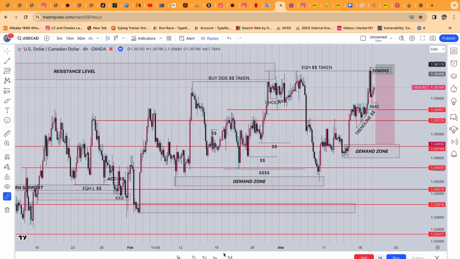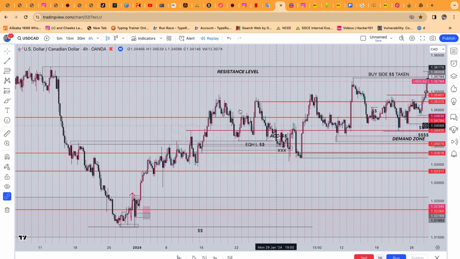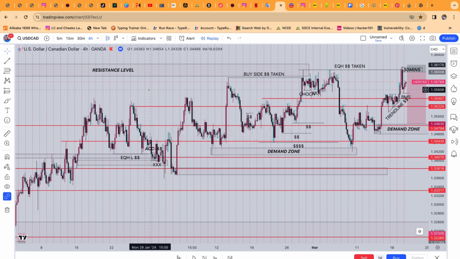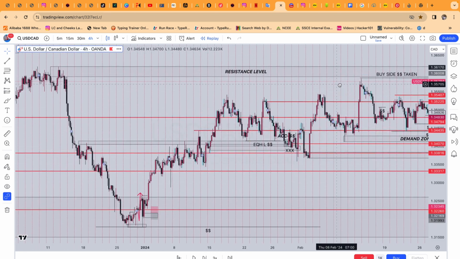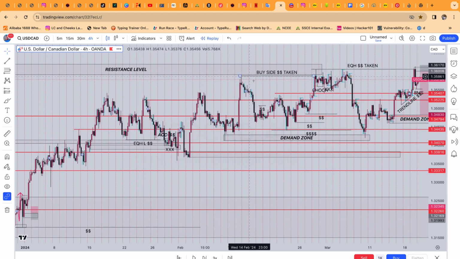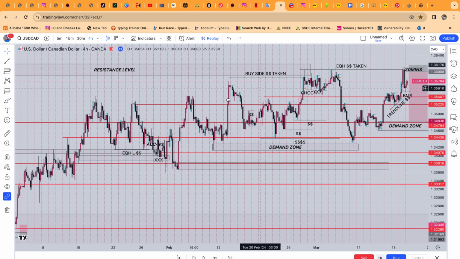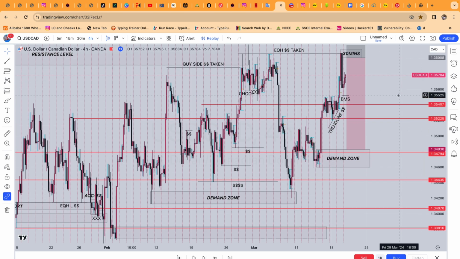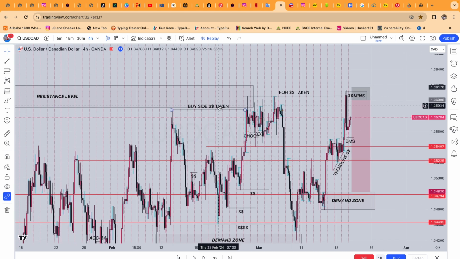So here is a resistance level, guys. Here is a resistance level, and the reason why it's a resistance level is you see price rejecting once it gets to that level. Now at this level, note this, that price took out this liquidity. That is my major concern.